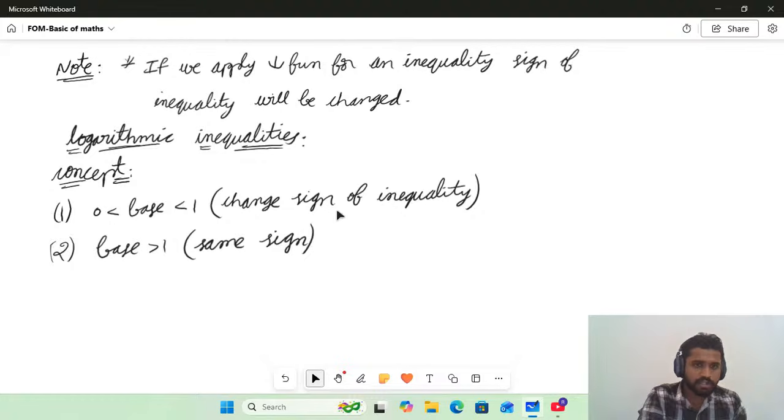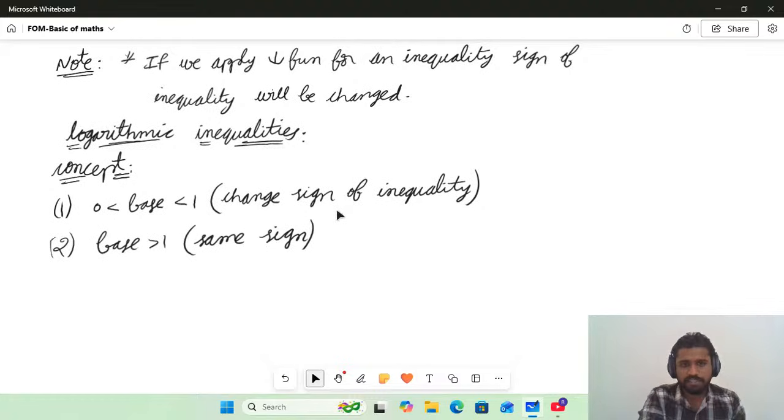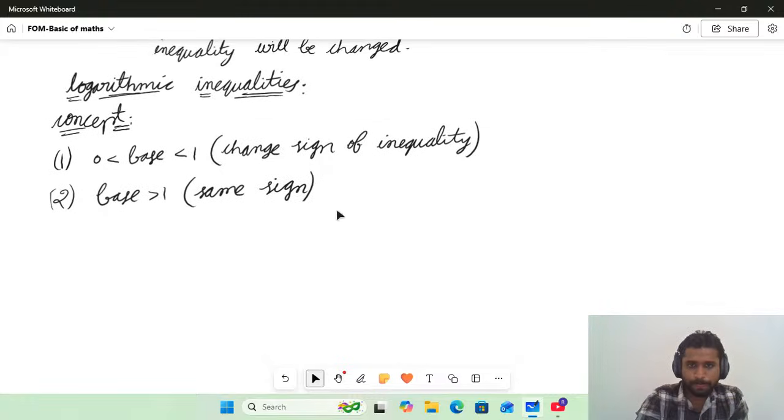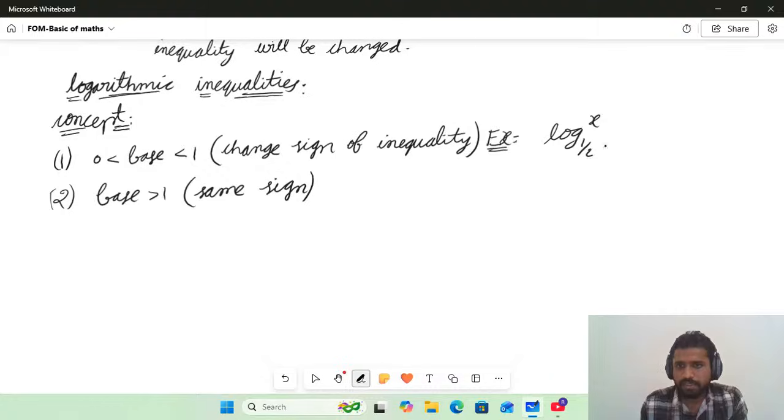Okay. Logarithmic inequality: if the base is lying between 0 and 1, change the sign. If the base is greater than 1, no need to change the sign, the same sign will be there. So for example, here itself we can see the example. The base is lying between 0 and 1, right? So suppose log x base 1 by 2 is greater than 3. How to solve this logarithmic inequality?